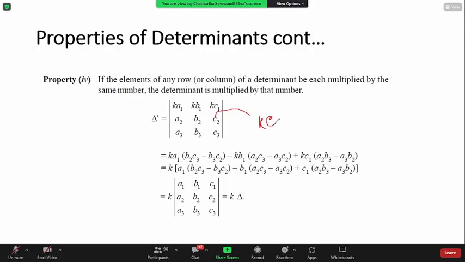Whenever a particular row or a column, it can be a row or a column, is multiplied by a constant, the determinant also will be multiplied by that same constant. So that is property number 4.